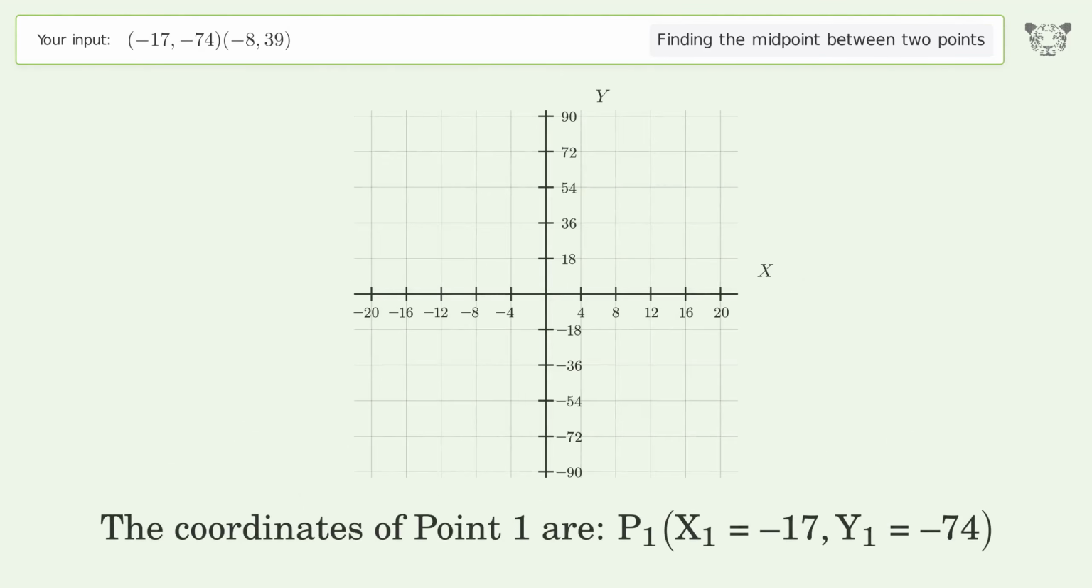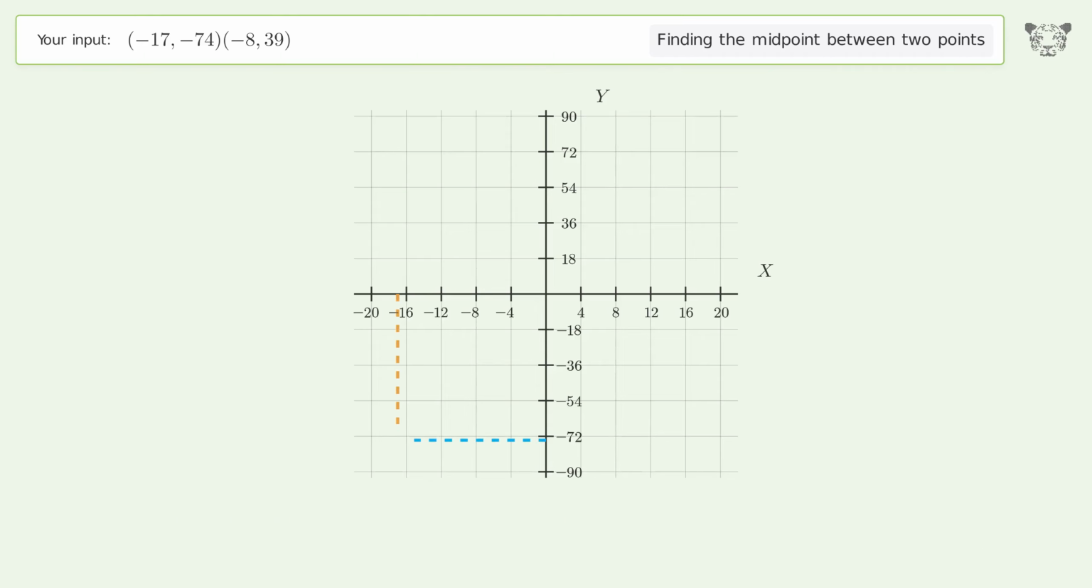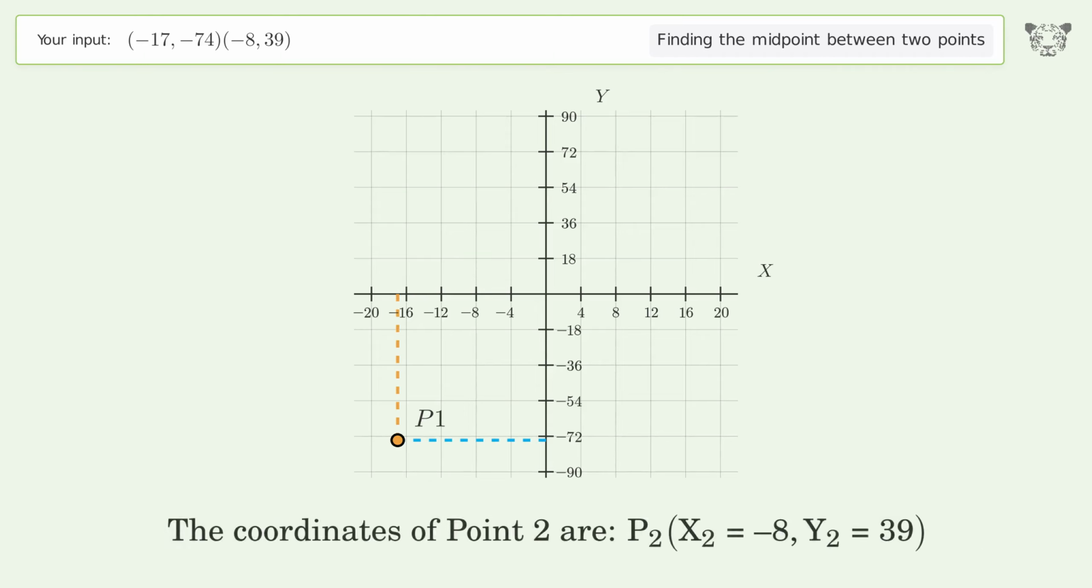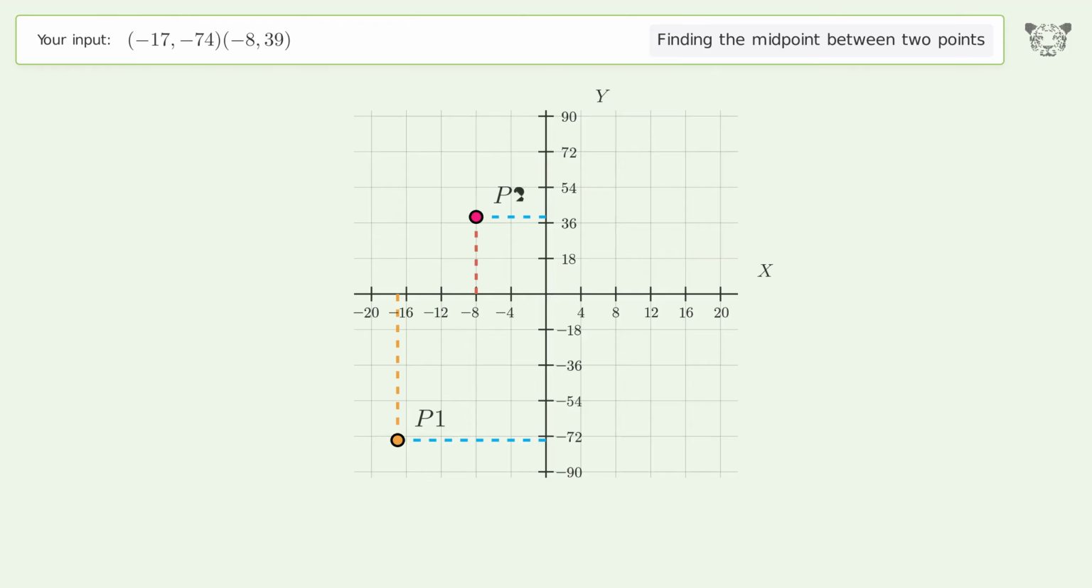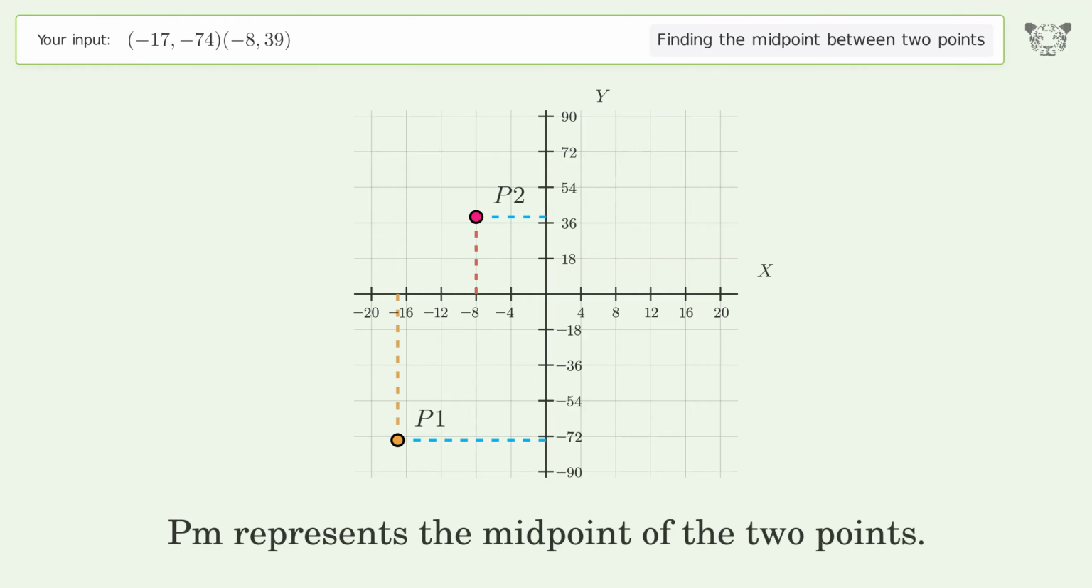The coordinates of point 1 are x1 equals -17, y1 equals -74. The coordinates of point 2 are x2 equals -8, y2 equals 39. PM represents the midpoint of the 2 points.